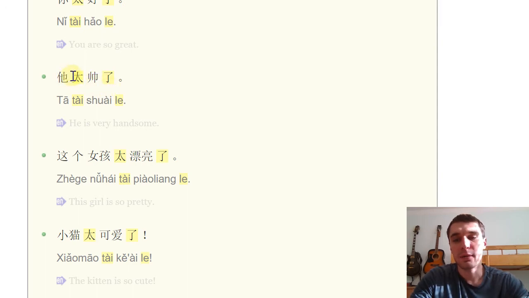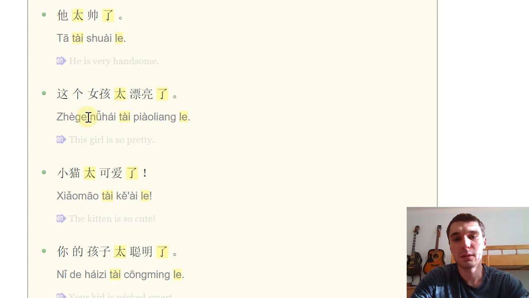The verb that translates like "to be", I don't write it here. I just say 太帅了 and that's all. I don't need to write "is" there. Just the subject, then adjective with this structure. 他太帅了. 这个 this, 女孩 girl, 太漂亮了, this girl is so pretty. I can just say 这个女孩很漂亮. She is very pretty.